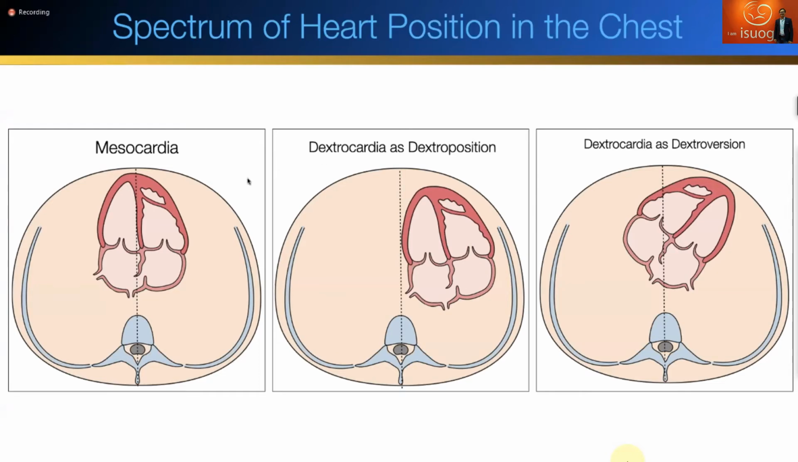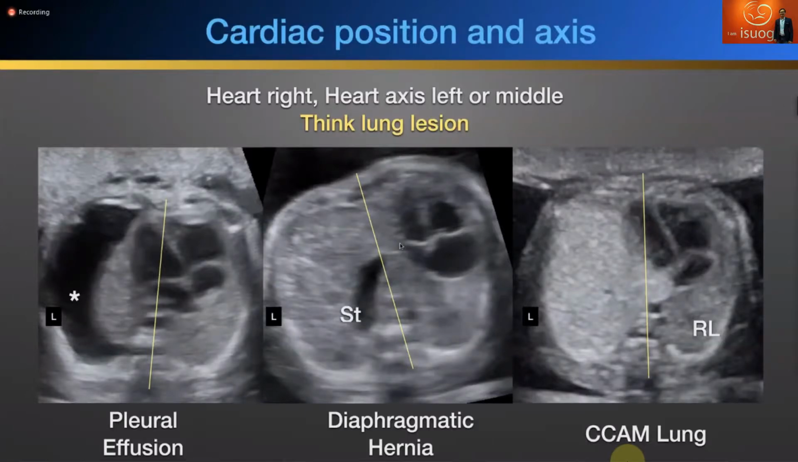It can be either in the middle, in mesocardia, or shifted to the right in dextroposition, or rotated to the right in dextroversion. So if you have a shift to the right side, always analyze the position of the heart, but also the axis. The axis is pointing to the left.